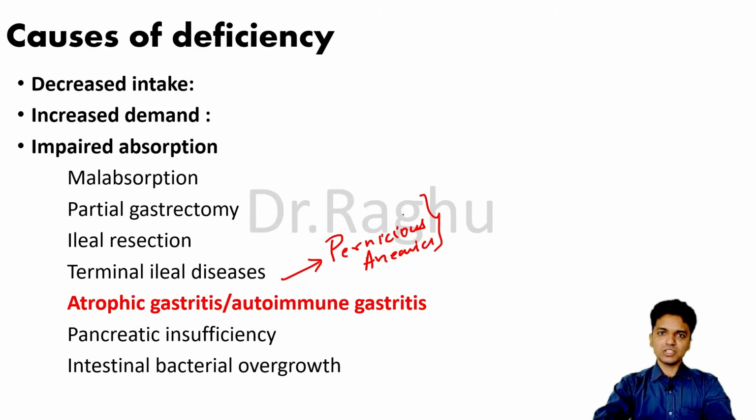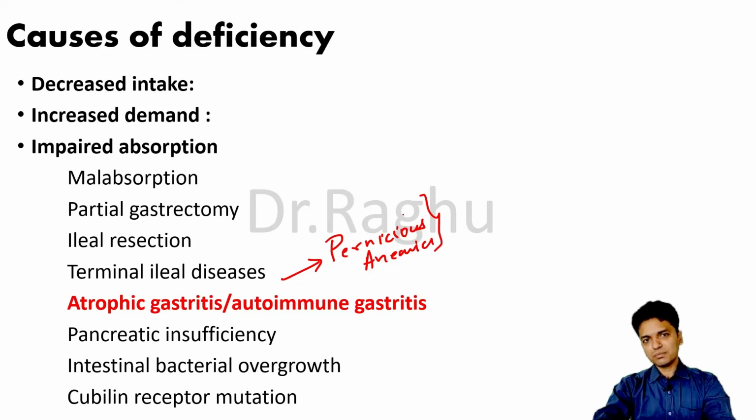And last but not the least, of course, one of the rarest causes is mutation of the receptor, called tubulin receptor mutation, because the complex of IF and B12 is going to get absorbed by binding to this receptor. So remember, all these points we have to keep in mind when we are dealing with a patient who is having vitamin B12 deficiency.